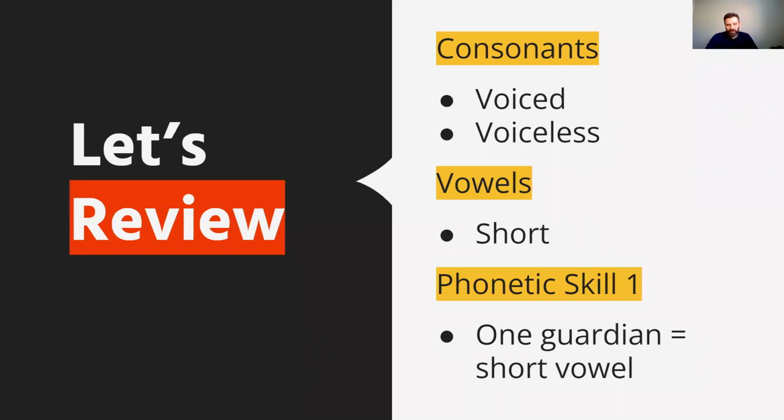So let's review what we learned in this video. We talked about consonant sounds in English, and we categorized them as both voiced and voiceless consonants, and the distinction there being whether the larynx vibrates when the consonant sound is produced. We also introduced vowels and talked about the first 5 vowels in English. We call these short vowels, and they're A, E, I, O, U. And then we learned phonetic skill number 1, which relates to short vowel sounds.